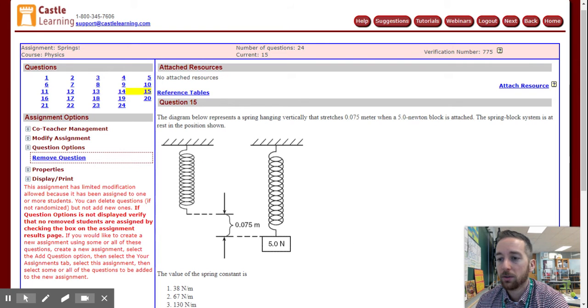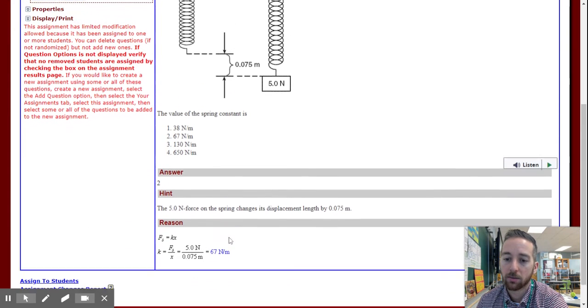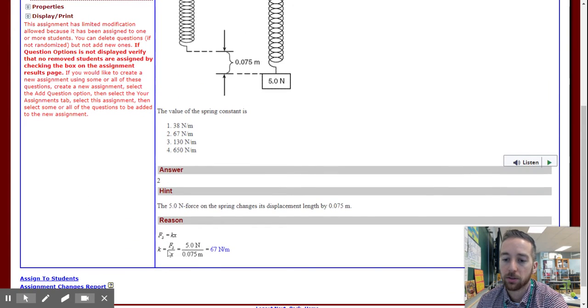This is like question 2, it seems. We have a 5 Newton book, that's a force. And it shows how much it stretches from its initial to its final position. What's the spring constant? We're talking Hooke's law again, just doing some simple division once we substitute the force and the distance.